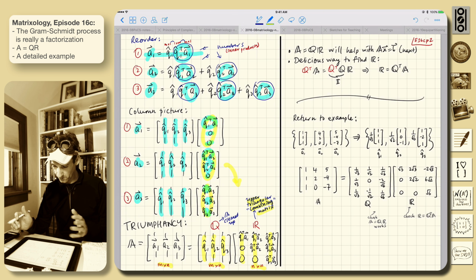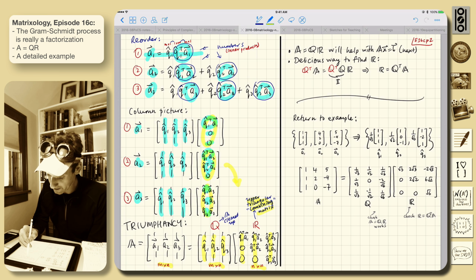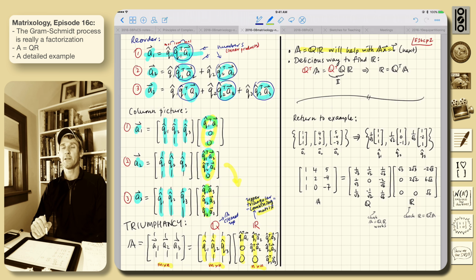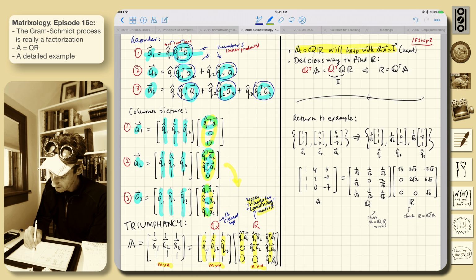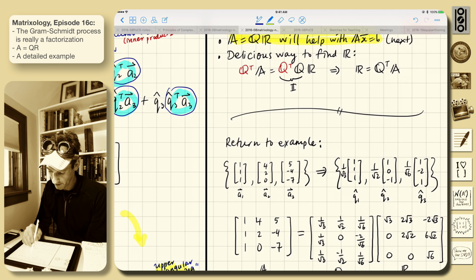Okay, so this is pretty good. Let's just do an example. It turns out A equals QR, this is amazing, A equals QR will help us very nicely with Ax equals b, so it's going to be a fun thing to do. So that's next. And here's a very nice thing we can do. So a delicious way to find R, so this is very important here, is this.